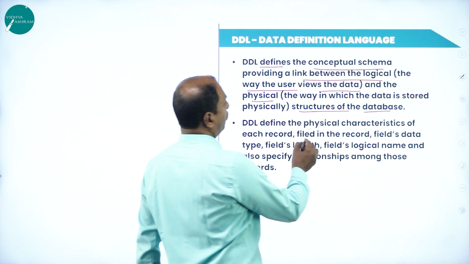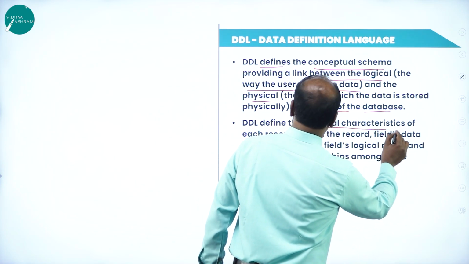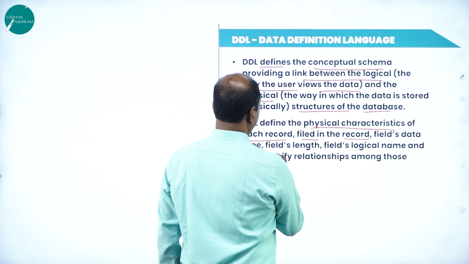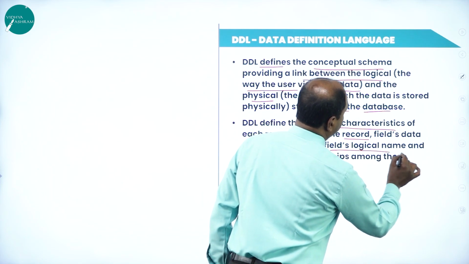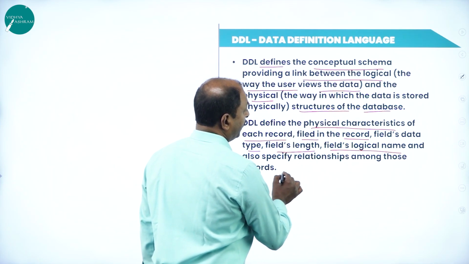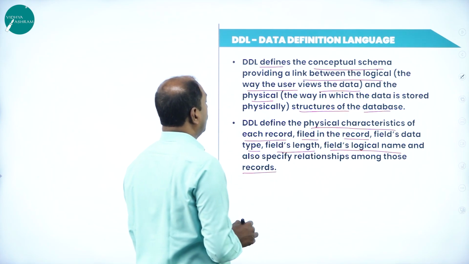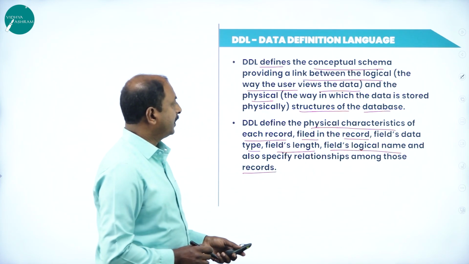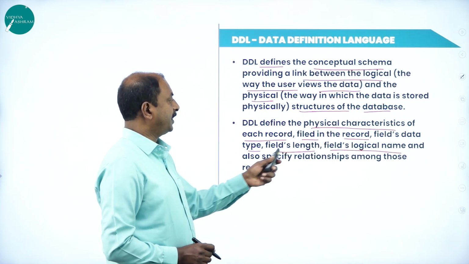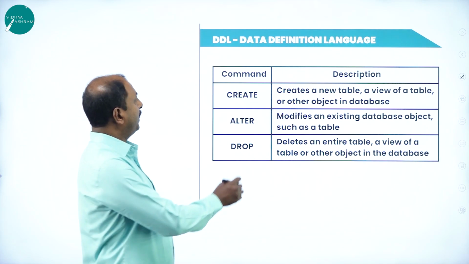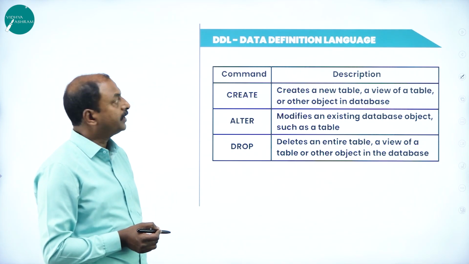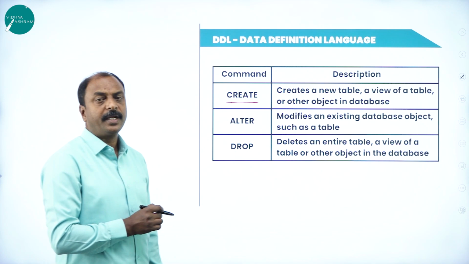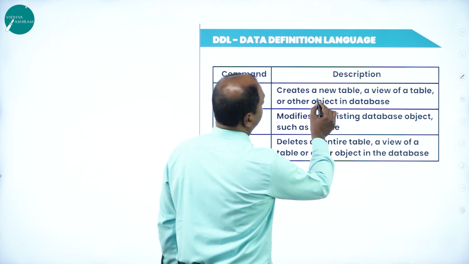And DDL defines the physical characteristics of each record, fields in the record, fields and data type, fields length, fields logical name, and also specifies relationship among those records. So DDL defines the physical characteristics like the name of the field, length of the field, size of the field, and so on. And here these are the DDL commands, data definition language. So first one is create command, or we say create query. So here it creates a new table.